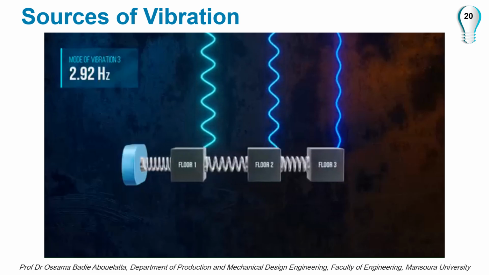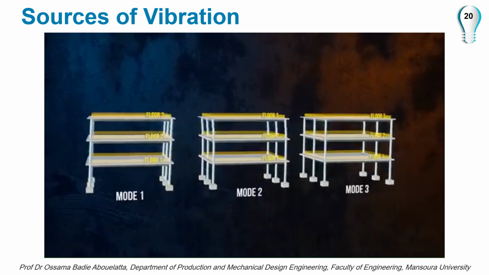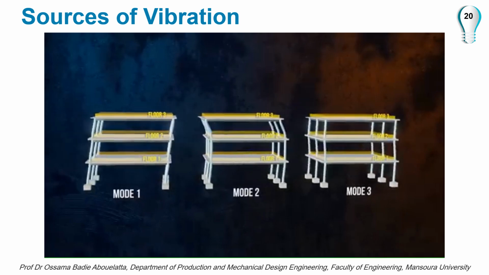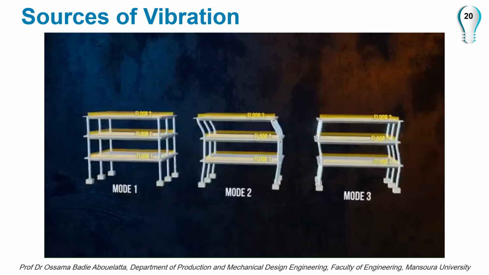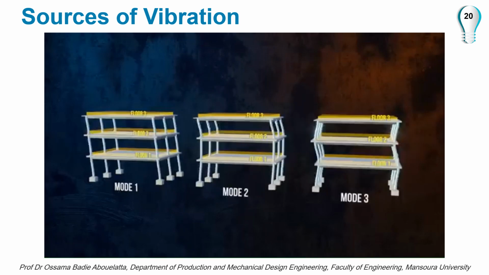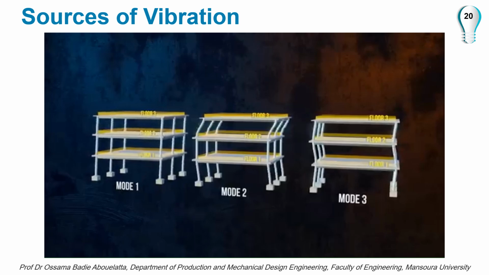For the 3-story building, the 3 modes of vibration will look like this. As the number of degrees of freedom increases, it becomes necessary to use numerical techniques like the finite element method to determine the natural frequencies and associated mode shapes.